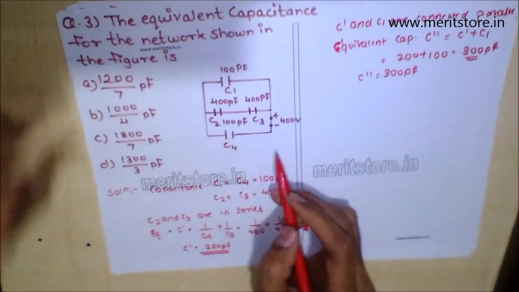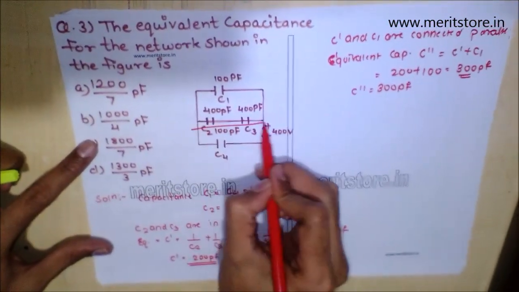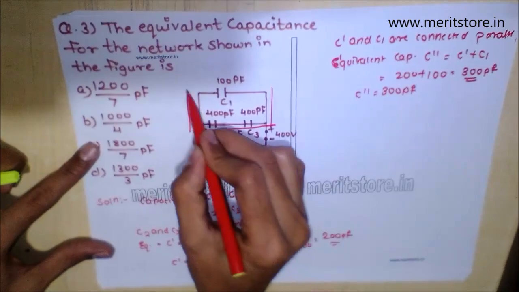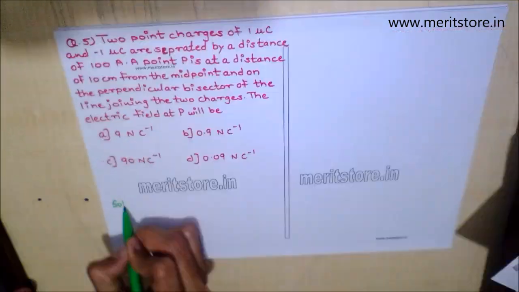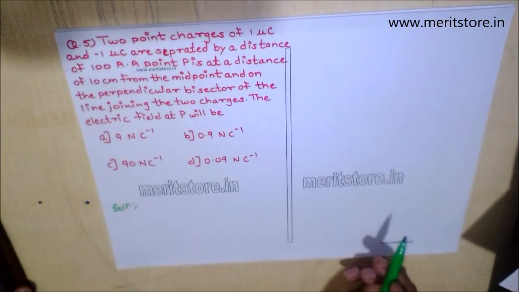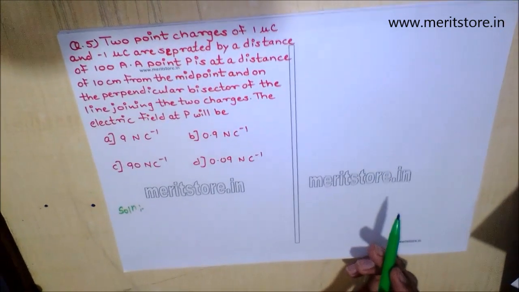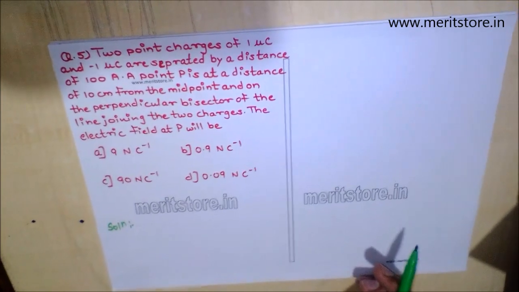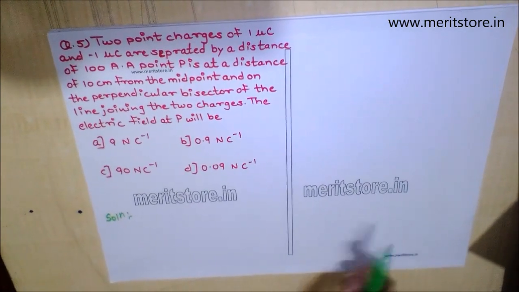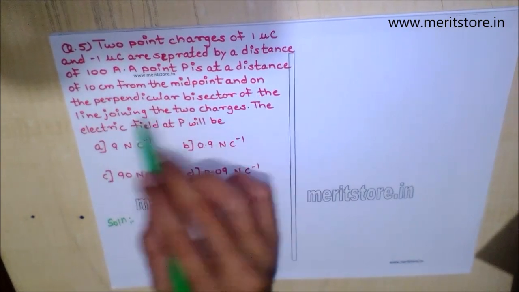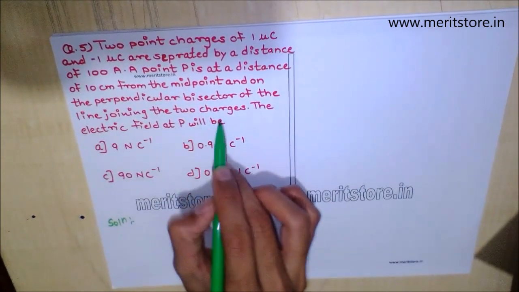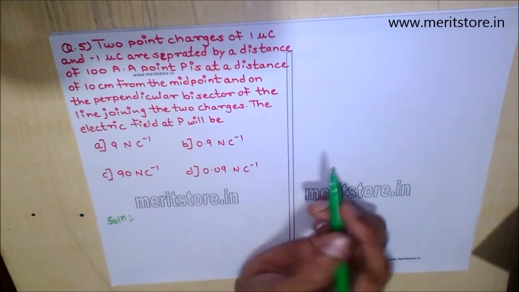Now from the circuit we come to know we have finished this much of the circuit. Now remaining the other circuit. So question number 5, 2 point charges of 1 microcoulomb and minus 1 microcoulomb are separated by a distance of 100 angstroms. A point P is at a distance of 10 centimeters from the midpoint and on the perpendicular bisector of the line joining the two charges. The electric field at that point P will be.